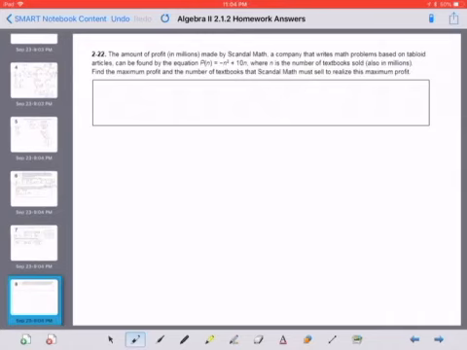Find the maximum profit. So I graphed this equation, and then I just looked for my vertex, and it turned out the vertex was (5, 25), which means that n is equal to 5. It says find the maximum profit, 5 million, and the maximum profit would be 25.